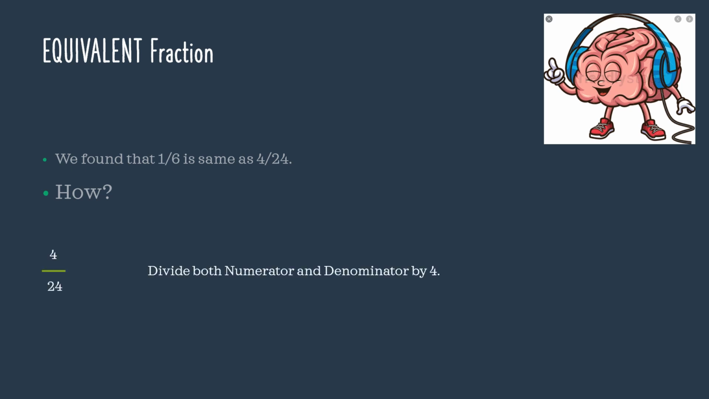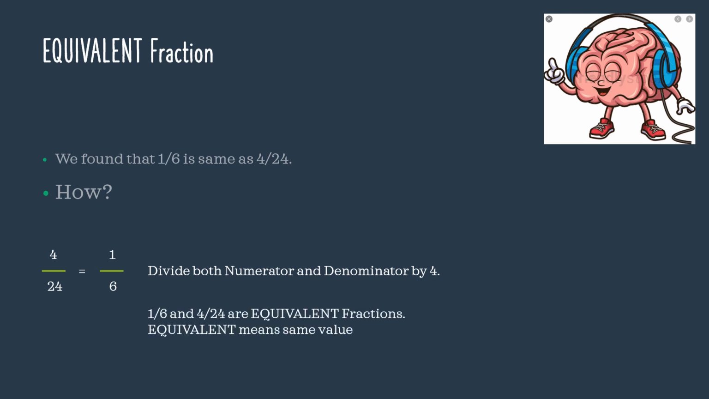We divide both the numerator and denominator by 4. So 4 by 24 becomes 1 by 6. 1 by 6 and 4 by 24 are called equivalent fractions. The word equivalent means same value.